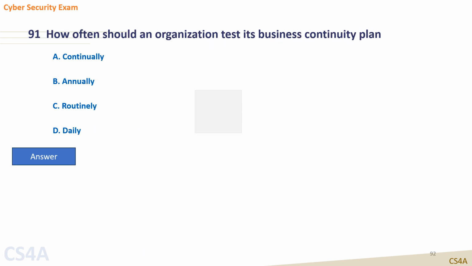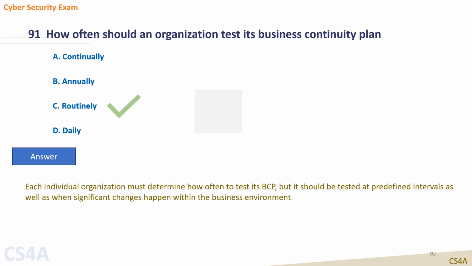So here the question is how often should an organization test its business continuity plan? Continually, annually, routinely, or daily? So as per the ISC Square definition, it should be routinely. C is the correct answer.